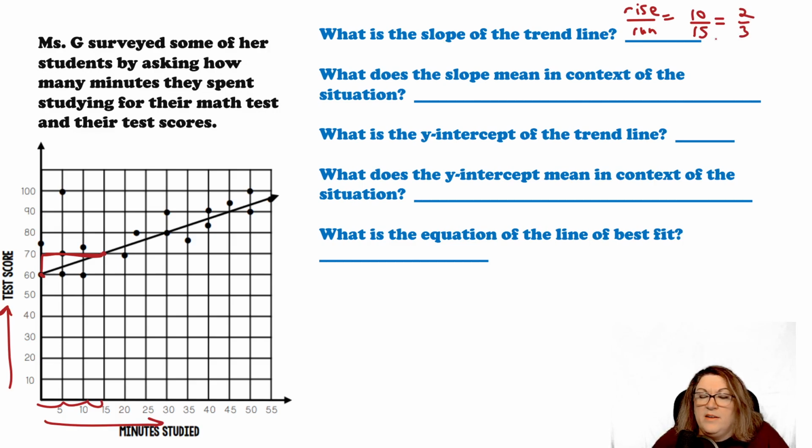And it is positive because if you look at that line, it is going from left to right up. So we know it's a positive slope. If your trend line has a positive association, then that slope will be positive. If it has a negative association, the slope will be negative.